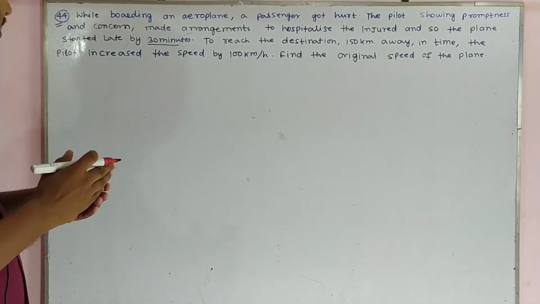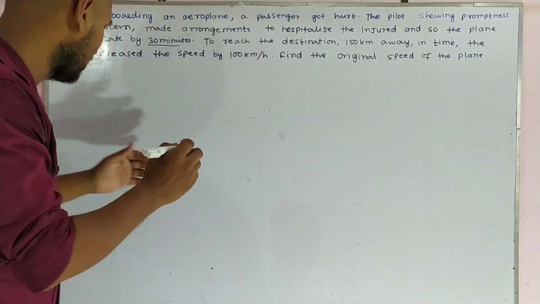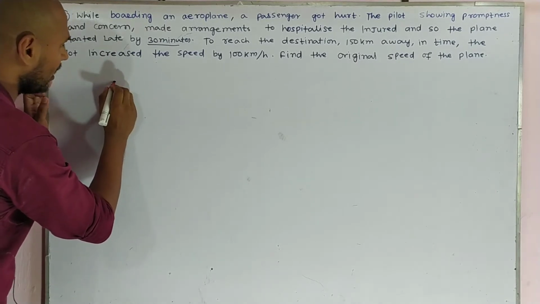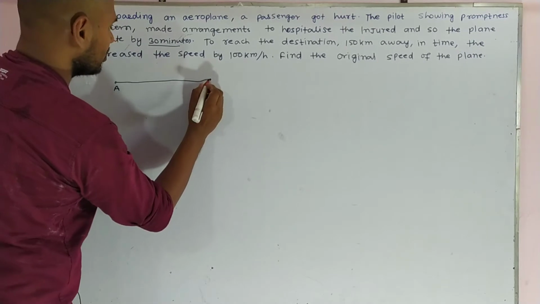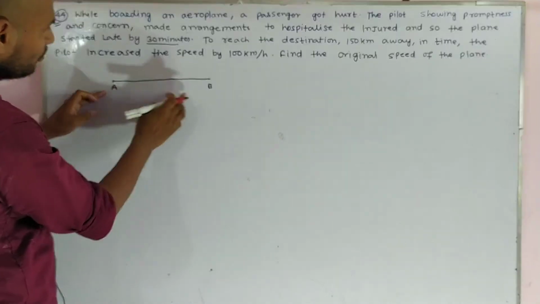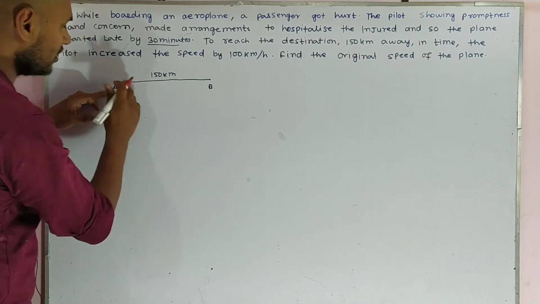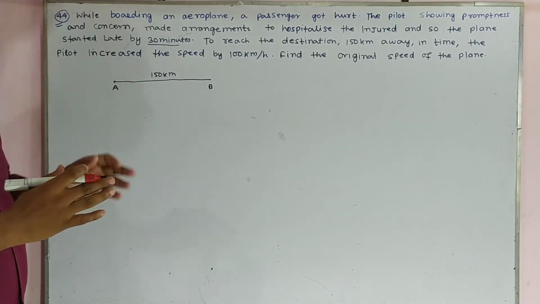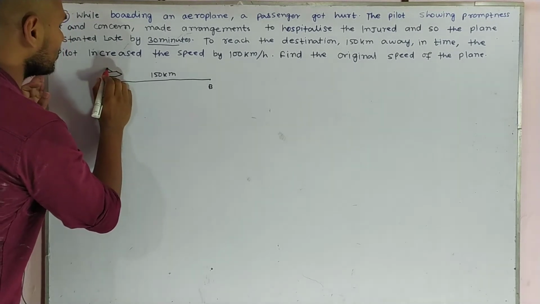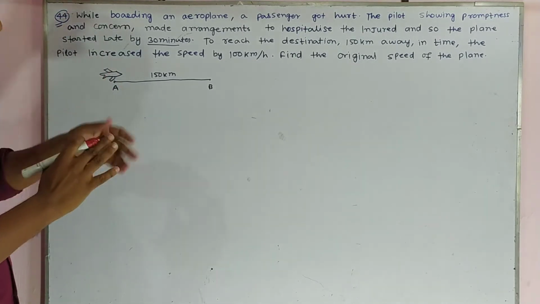The aeroplane gets late by how much? 30 minutes to reach the destination 150 km away. The destination from A to B. This one is the starting point, that is A, and this one is the destination point, that is B. So from A to B the distance is given as 150 kilometer. This is the journey that the plane has to fly to reach its destination point, from A to B.